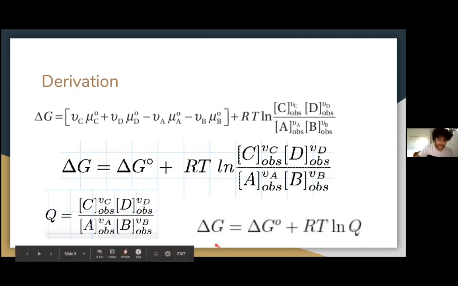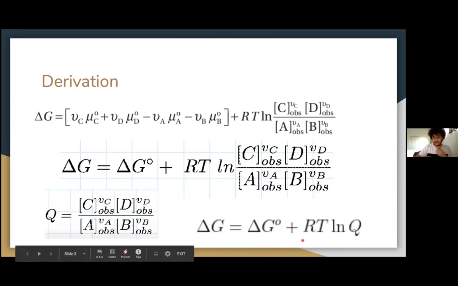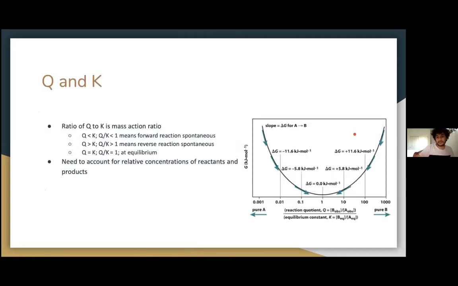This equation allows us to calculate the delta G of a reaction. So we're adding something to the standard state, and now we can calculate delta G depending on what concentration the products and reactants are. So just get familiar with this equation. It's going to be very important for this unit and future ones. So let's talk about Q and K a little more. We have something called the mass action ratio, which is just the ratio of Q to K, just another way of examining the system.